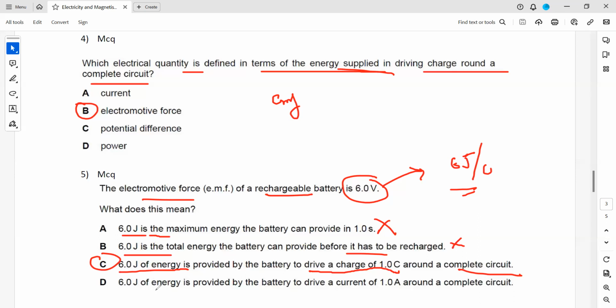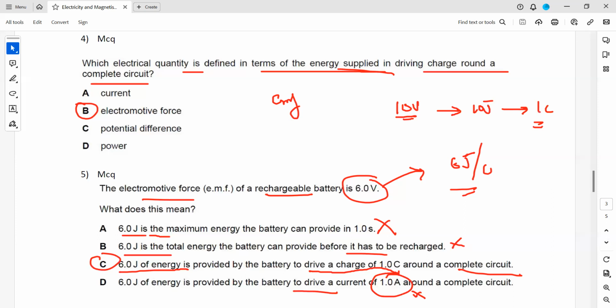Why not D? 6 joules of energy is provided by the battery to drive 1 ampere. No, it's not about ampere, because voltage is how much energy is used to drive 1 coulomb. EMF is how much energy is used to drive 1 coulomb of a charge. Like if the EMF was 10 volts, what does it mean? It means 10 joules of energy is needed to drive 1 coulomb of a charge.